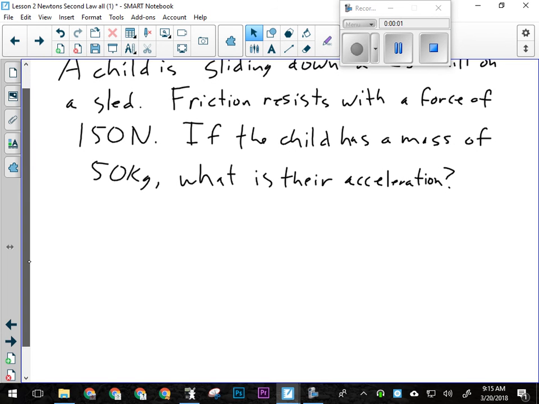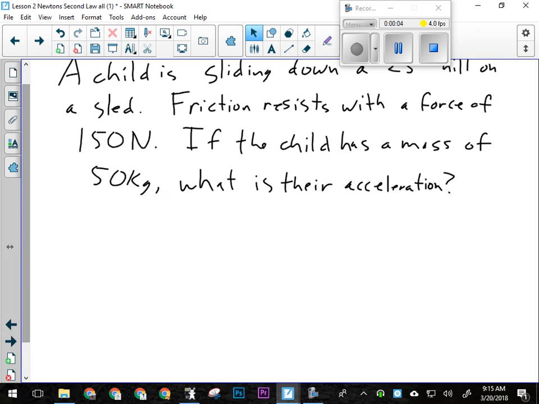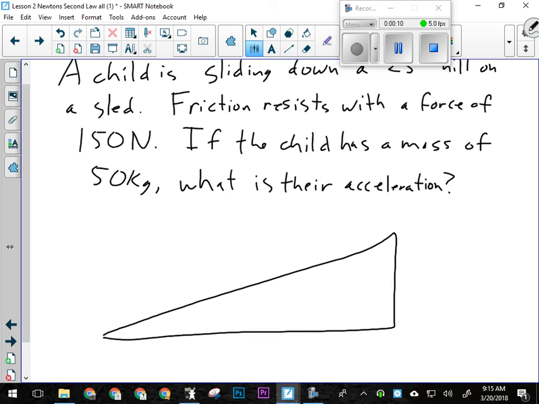So essentially, if you're going down a hill on a sled, it's an incline, so it's an inclined plane. Okay, so what we have is a not very steep hill. Well, 25 degrees is pretty steep, steeper than you would think. Okay, 25-degree angle, and we have the 50-kilogram child.